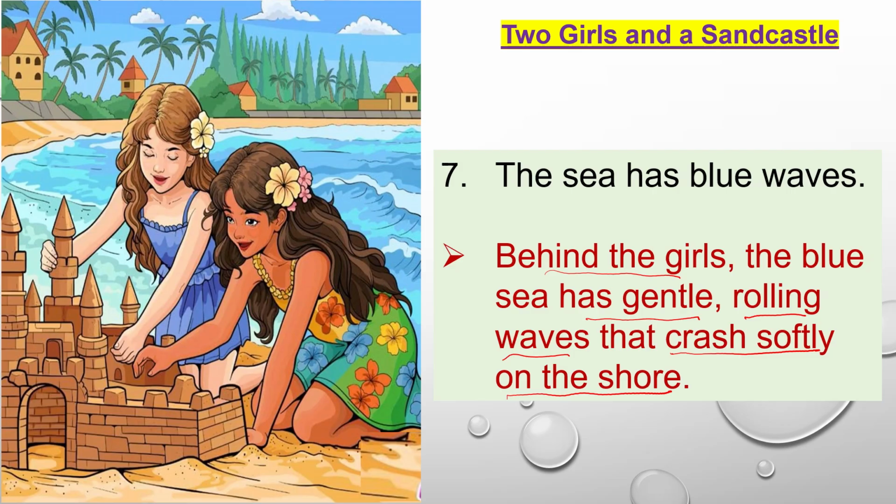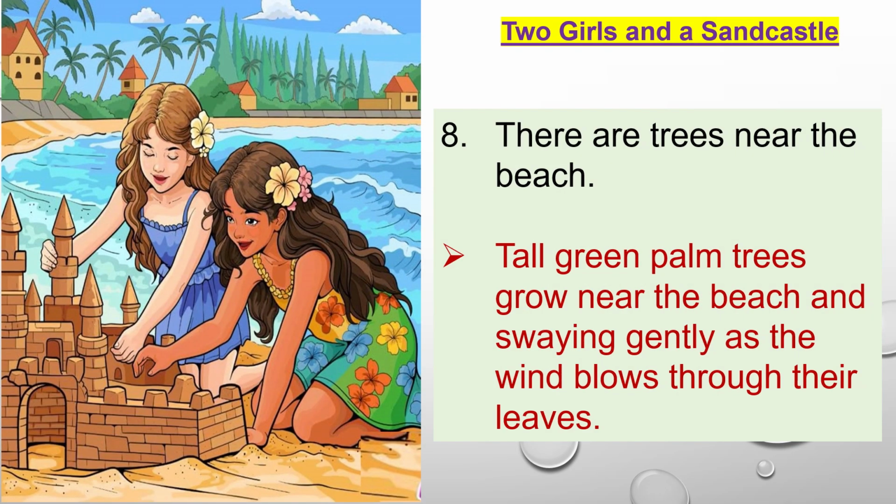See. Next sentence, there are trees near the beach. Now trees are always green in color. In your sentence, you can write: tall green palm trees grow near the beach and swing gently as the wind blows through their leaves. So what is it defining? Tall green describes the trees. Swing gently and wind blows add the movement and sound effect to the picture.